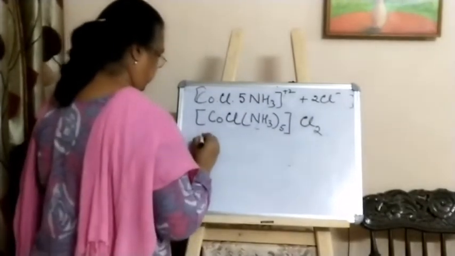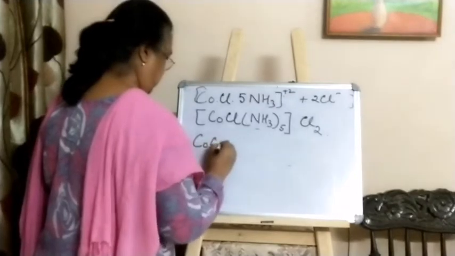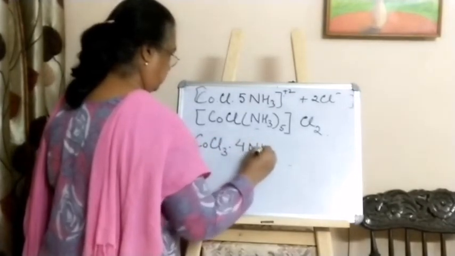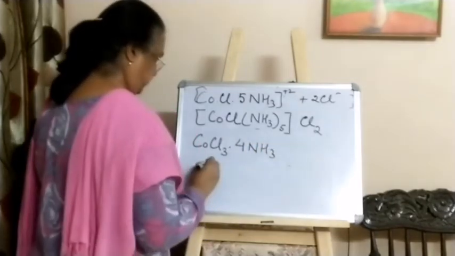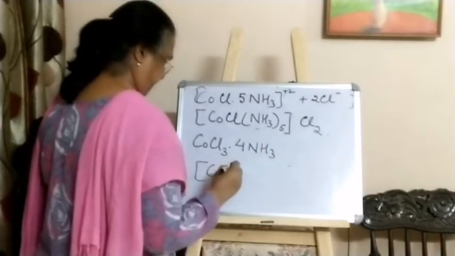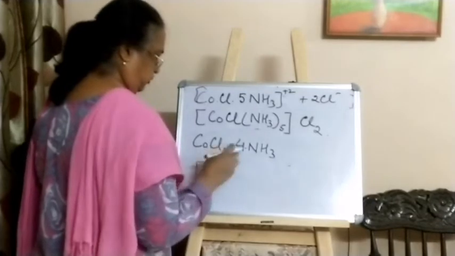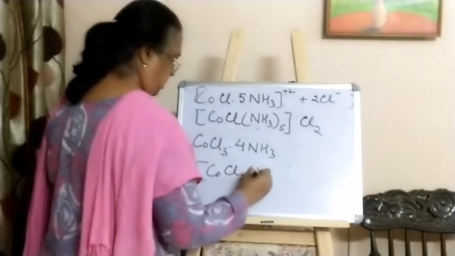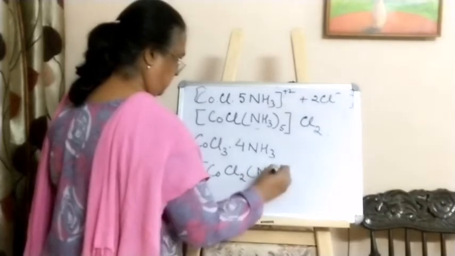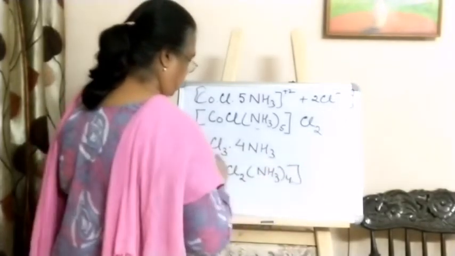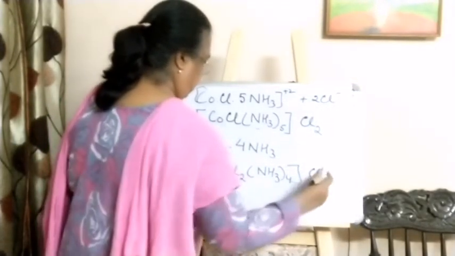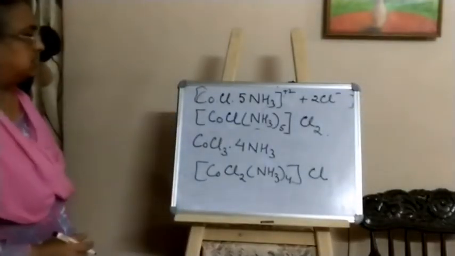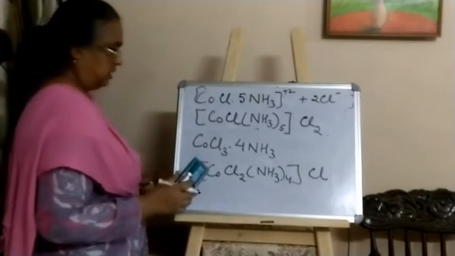Then another example which we have done, CoCl3 with 4NH3. And this you will be writing Co, and here 2 will be attached, so Cl2 and NH3 whole 4 and only 1 chloride outside. So this is the modern concept, this is the Werner concept. So you have seen here.